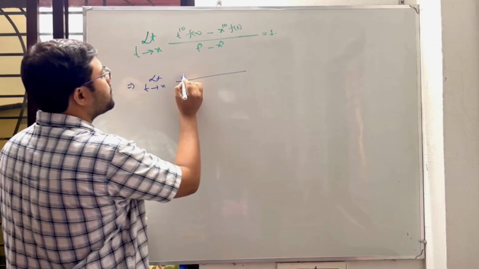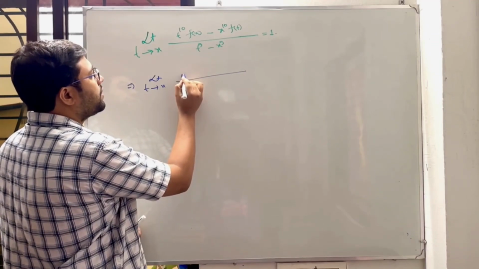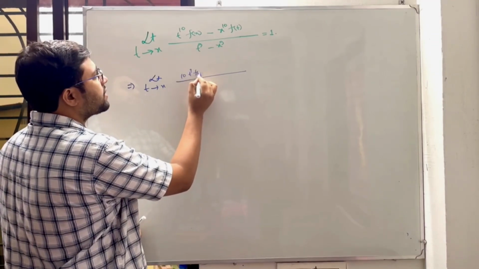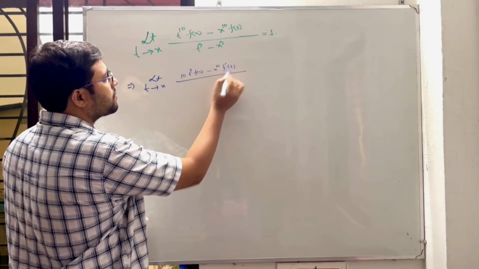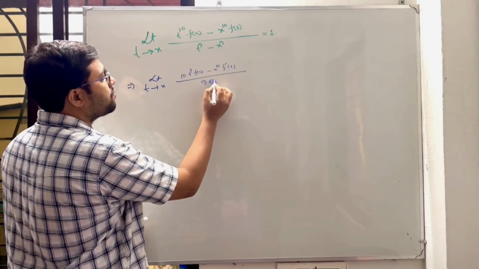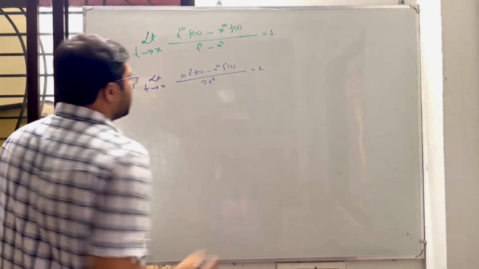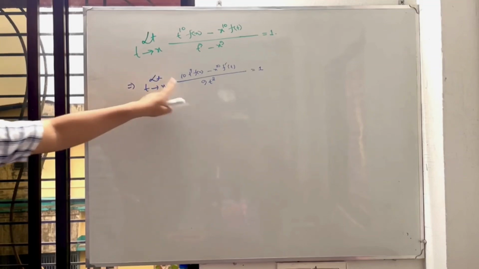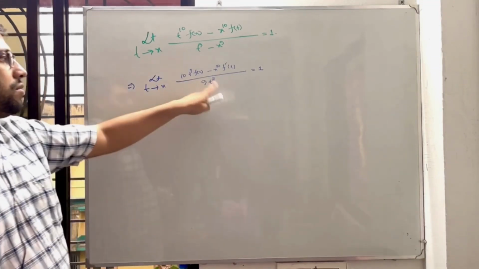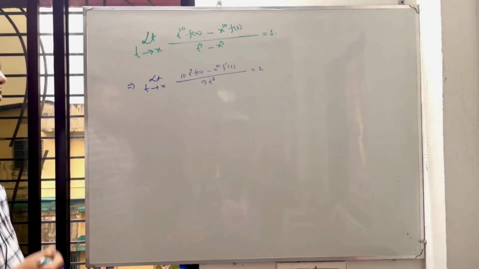So this becomes (10 t^9 f(x) − x^10 f'(t)) / (9 t^8) = 1. Now look at this. If we put t equals x, then the denominator is non-zero, so we can put this limit. Okay.